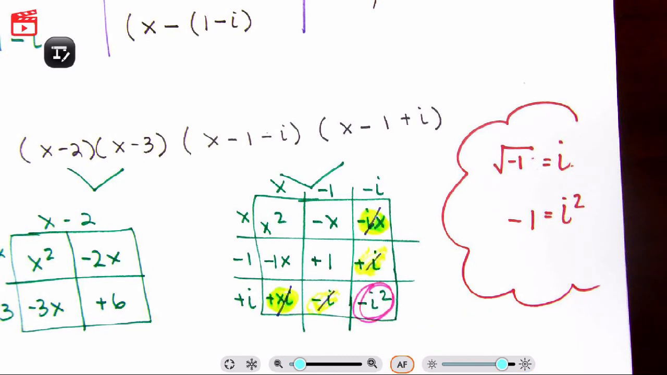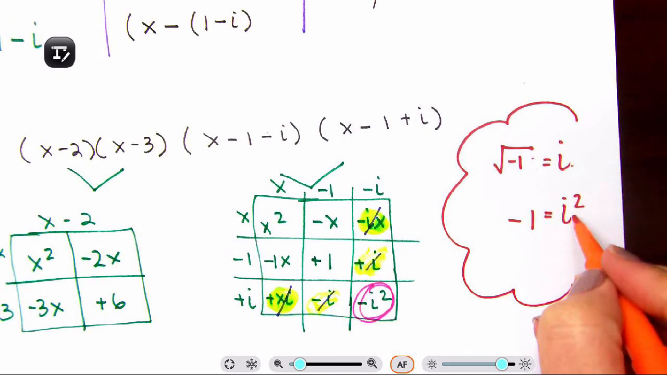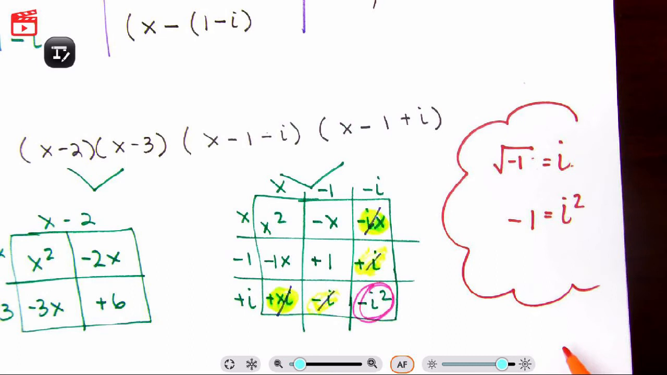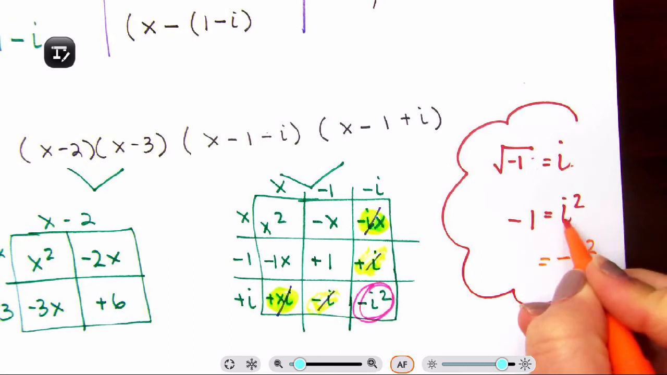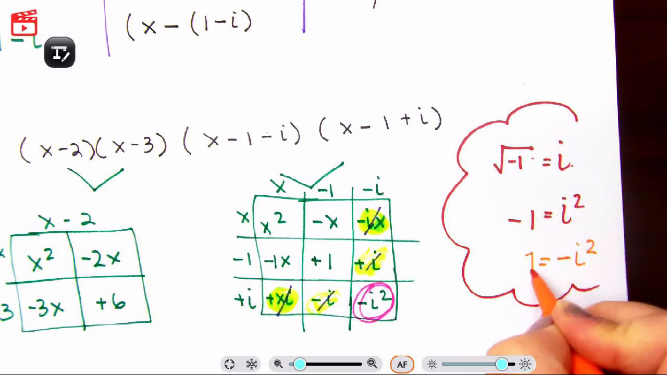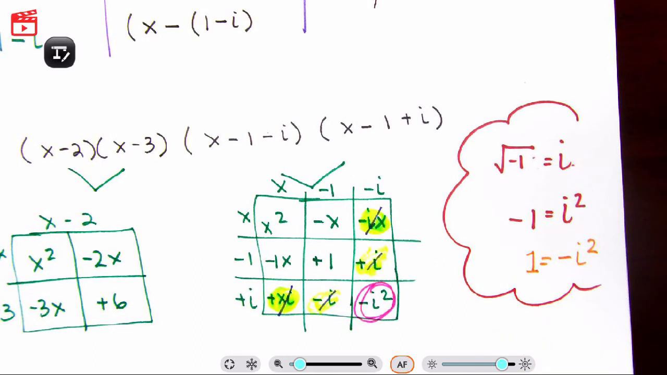Okay, negative i squared. Think about it this way. If I square both sides, that will give me -1. So if I have a negative i squared, that means I change the sign on this one. I'm going to change the sign on that one. That means I have a 1. Negative i squared is just a 1.